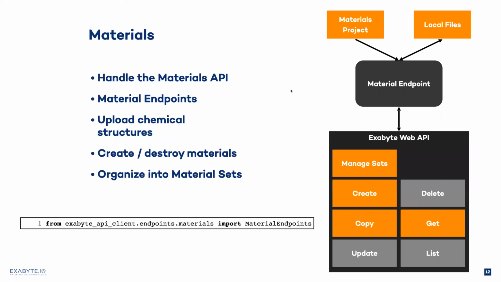And so then I would like to briefly go over the parts of the API that we're going to be touching today. On the next few slides, I've highlighted in orange the parts of the API that we'll be using. So material endpoints let us access materials on the platform. Because we're doing a lot of surface calculations, we're of course going to be using this quite heavily. We're going to be importing from Materials Project, loading local files, and using material sets, which are essentially folders for materials. We'll be creating, copying, and getting materials from the platform. And again, if we want to access this endpoint, it's just from exabyte API client endpoint materials. We can import this materials endpoint object, which will give us access to all of these features.